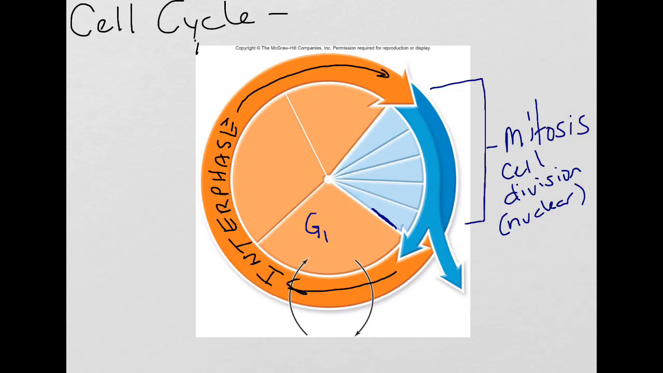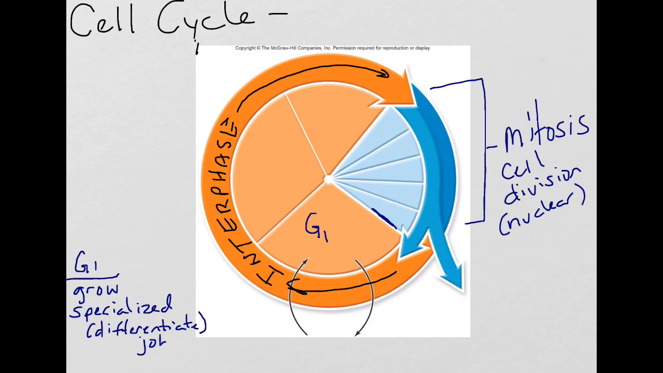So during gap 1, the cell is going to grow because it just went through cell division, and it's smaller than it will be when it's grown up, okay, when it's mature. So it's going to grow, gain cytoplasm, make more organelles as needed. Okay. It's also going to specialize. And it may differentiate. That means it's going to become more specific. It's going to get its job, as I said in class.